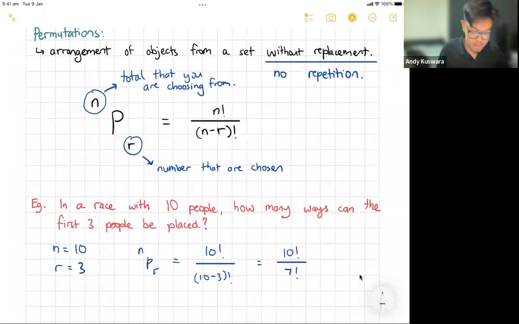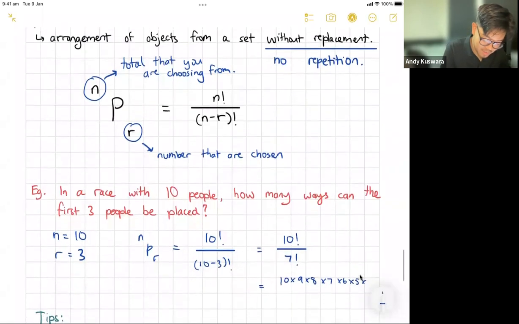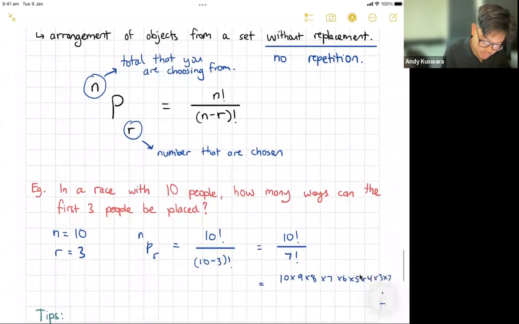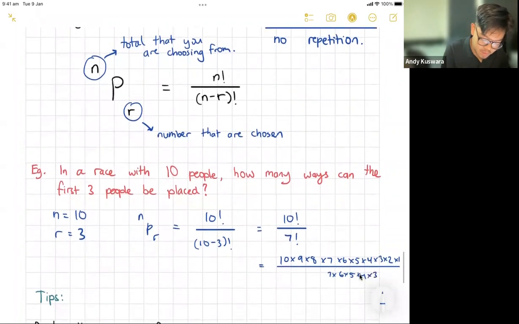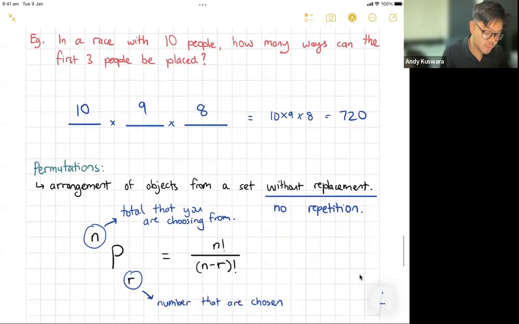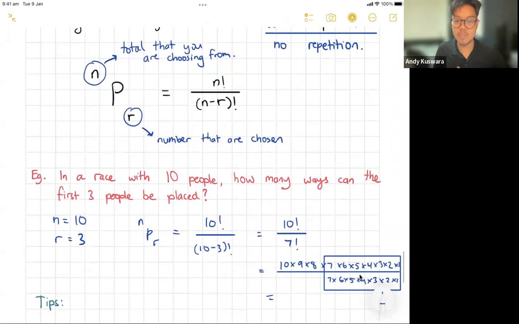So in other words, it's going to be 10 times 9 times 8 times 7 times 6 times 5 times 4 times 3 times 2 times 1, all over 7 times 6 times 5 times 4 times 3 times 2 times 1. You can see all of that will cancel out, leaving us with just 10 times 9 times 8, which is exactly what we found up here. Now, why would you choose this way?